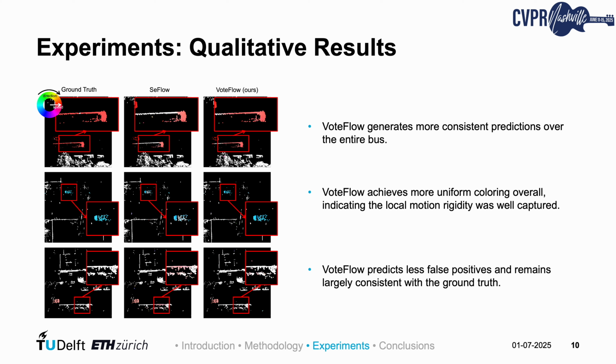In the first row, compared to the baseline method, our method predicts more consistent predictions across the entire bus, yielding uniform coloring. Nevertheless, our method still encounters difficulties in yielding completely accurate predictions for this larger object. Similarly, in the middle row, our model again achieves coherent coloring, indicating consistent motion. In the final row, VoteFlow delivers consistent predictions with fewer false positives, closely matching the ground truth.